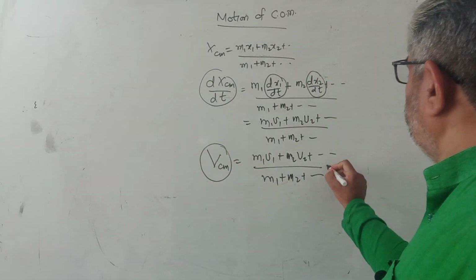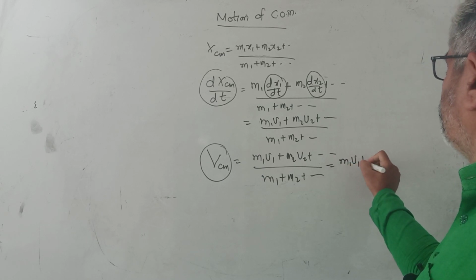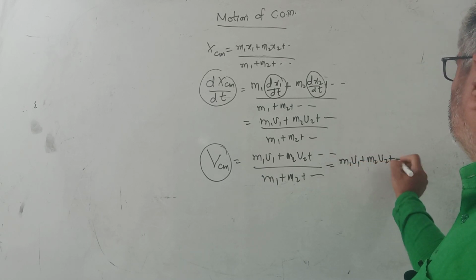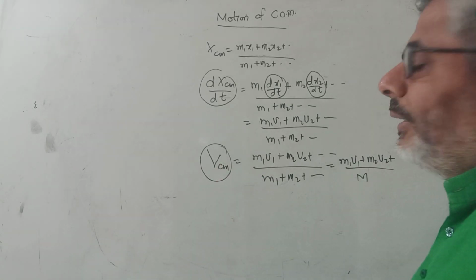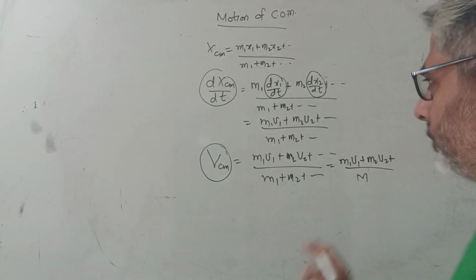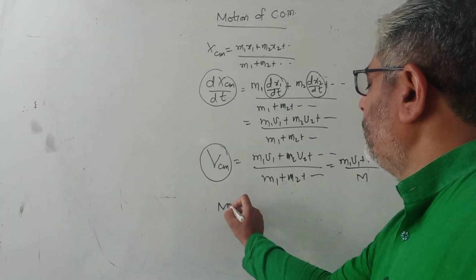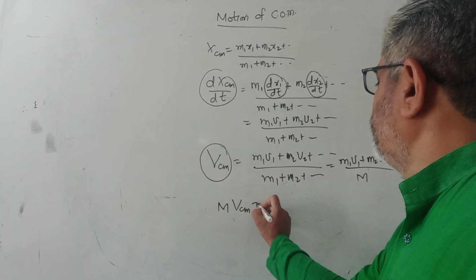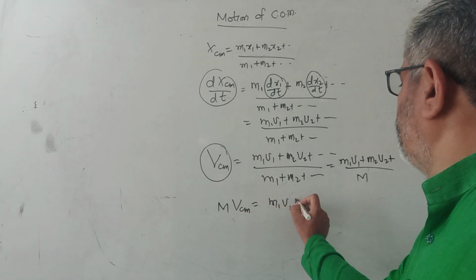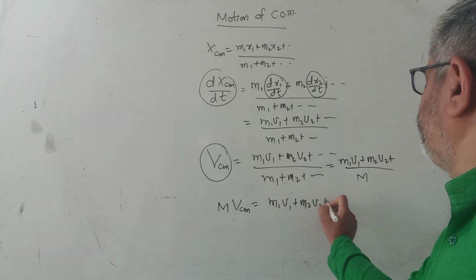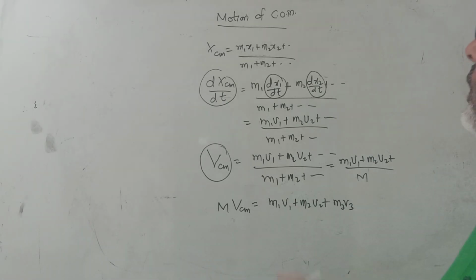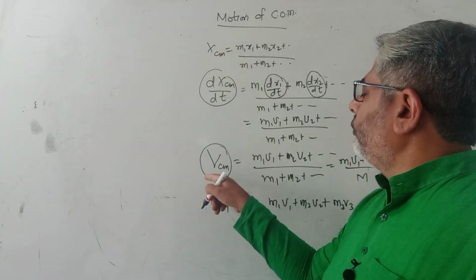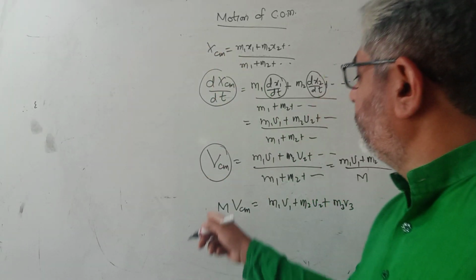Now if in the denominator I write m1 plus m2 as total mass, then we get another very interesting and important equation. We get M into vcm is equal to m1 v1 plus m2 v2 plus m3 v3. Now remember, when I differentiated position, then what I got was velocity. So this is the velocity.